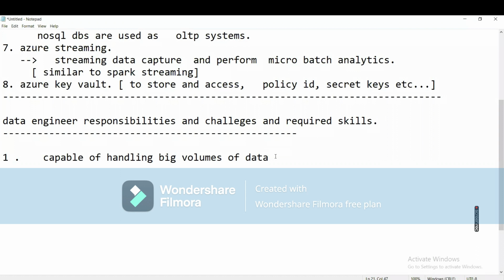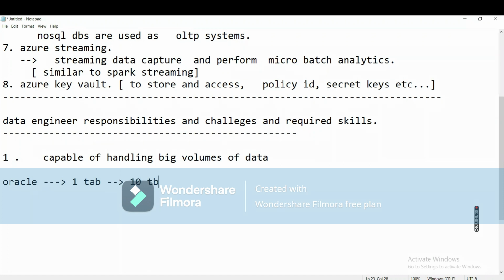So first of all, you should be capable of handling big volumes of data. Handling means here not only storing. You should be able to store, you should be able to process it. For example, suppose you take Oracle. In Oracle, you have one table. Forcefully, you can keep 1 terabyte or 10 terabytes of data into this. Forcefully, you can inject 10 terabytes of data. But when you run a query on 10 terabytes of data, the database server will hang.